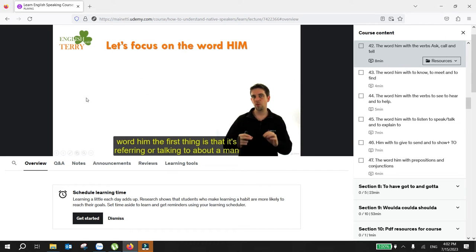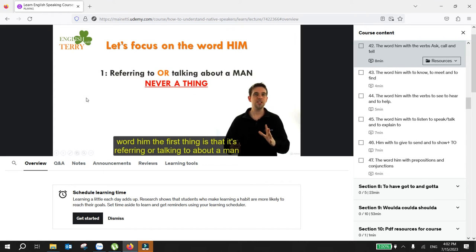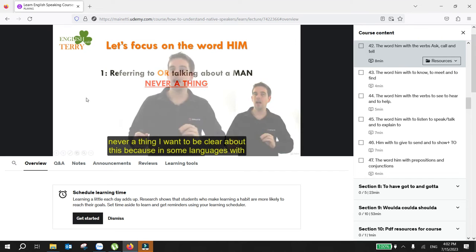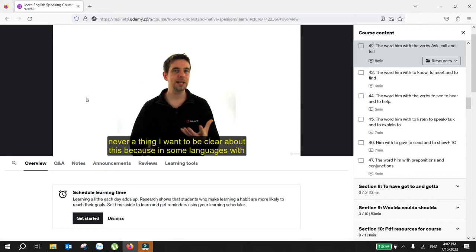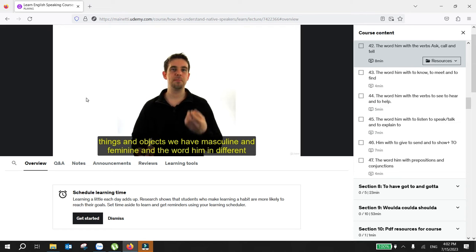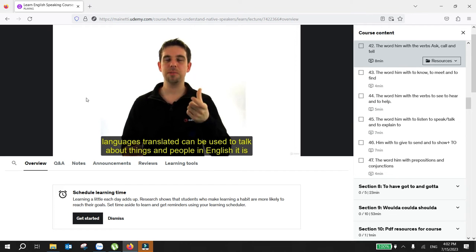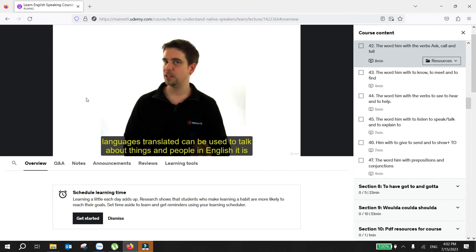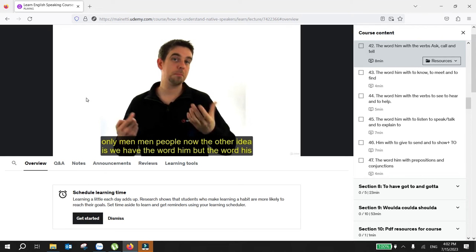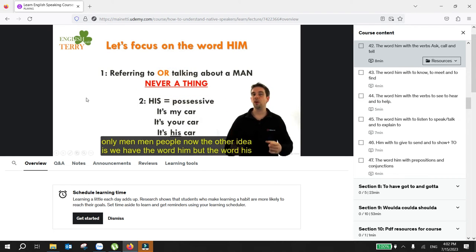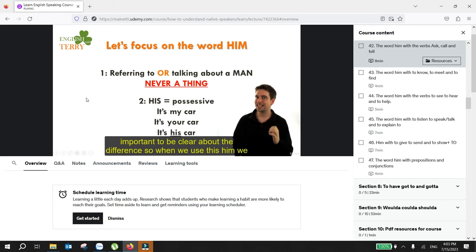So let's focus on the word him. The first thing is that it's referring or talking about a man, never a thing. I want to be clear about this because in some languages with things and objects we have masculine and feminine. And the word him in different languages translated can be used to talk about things and people. In English, it is only men. Men, people. Now, the other idea is we have the word him, but the word his is about possessive, right? It's my car, it's your car, it's his car. It's important to be clear about the difference.